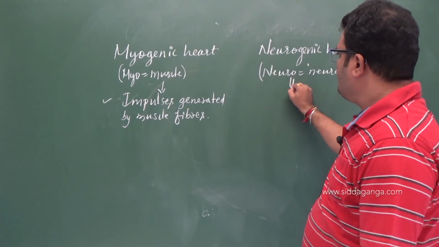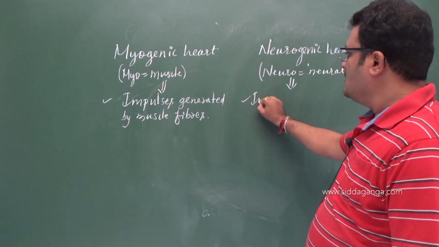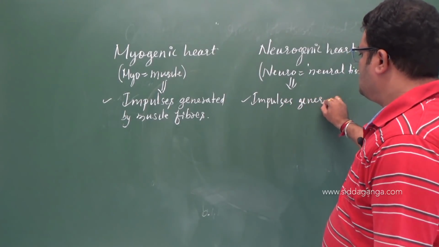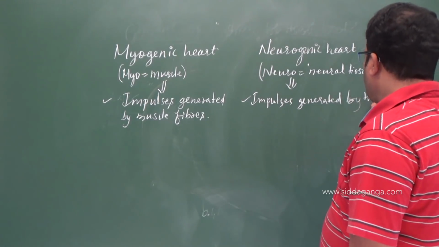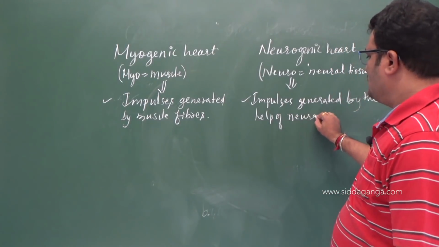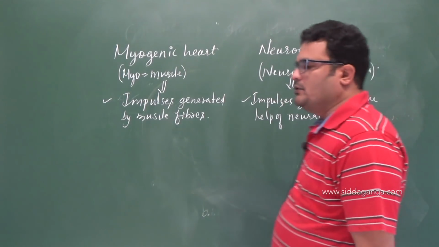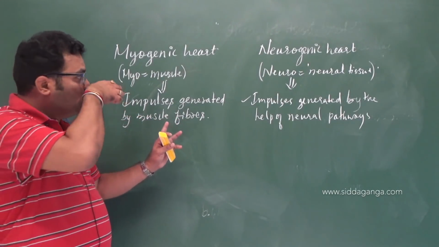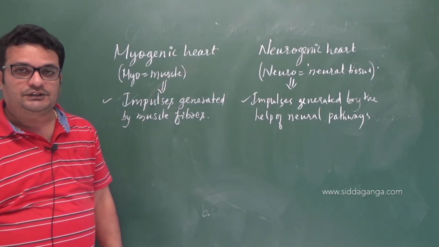So in this, the cardiac impulses are generated by the help of neural pathways, right? By the help of neural pathways. So in the myogenic heart, the special musculature itself has the capacity to generate the impulses needed for the contraction of heart chambers.